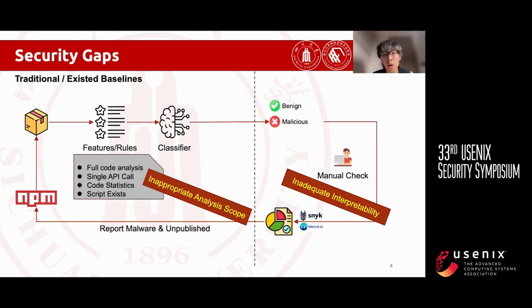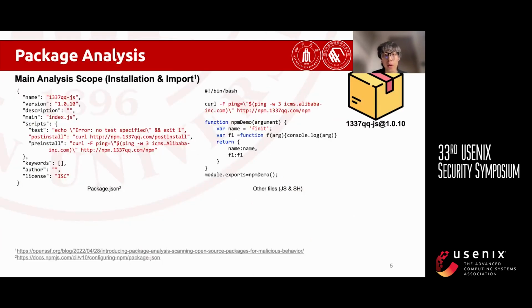The first is that the scope of analysis is inappropriate, with many detection efforts focused on all JS code while ignoring the entry file. The second is that the classification results are poorly interpreted and often do not give an adequate behavior sequence. Let's consider a few examples.